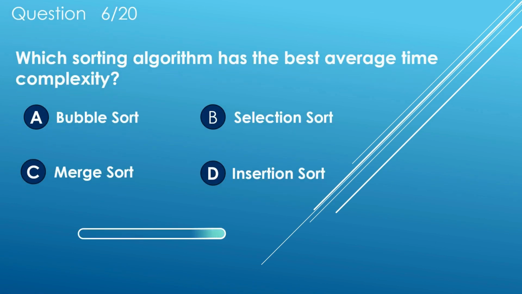Which sorting algorithm has the best average time complexity? A. Bubble sort. B. Selection sort. C. Merge sort. D. Insertion sort.